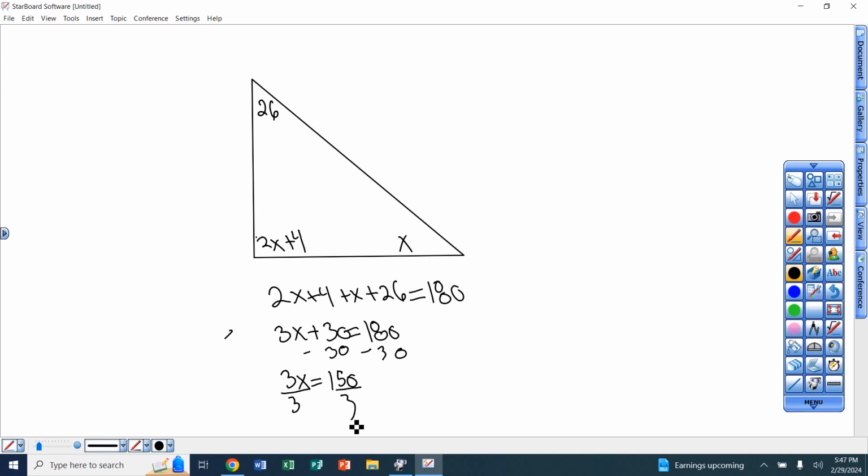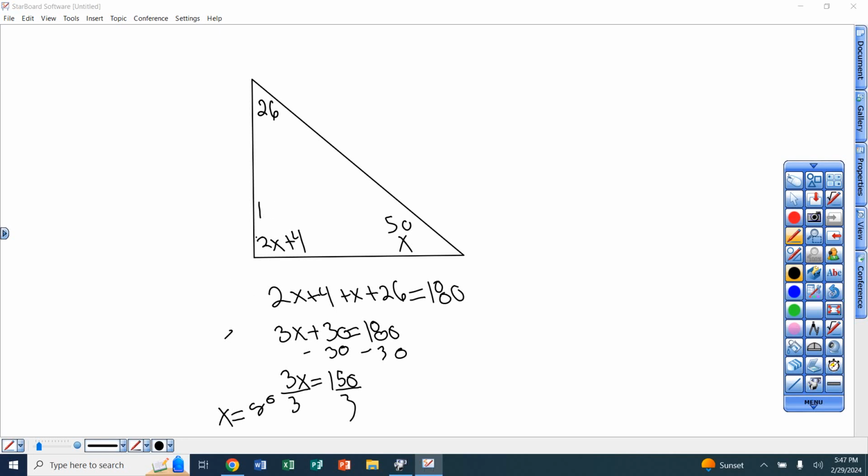And then you would divide by 3 on each side. And wasn't it like 50? Yep. So x equals 50. Now, if we asked you, okay, give us the angles, what are the measurements of the angles? This one's just x, so it's just 50. Good. And then this one you have to plug it in. So it would be 2 times 50, which is 100, plus 4, which is 104. I'll delete that so you can write that in.